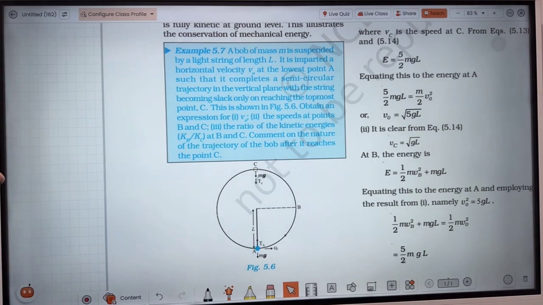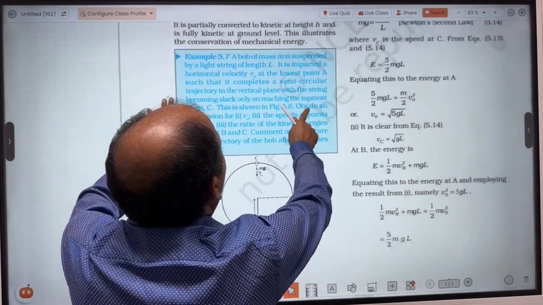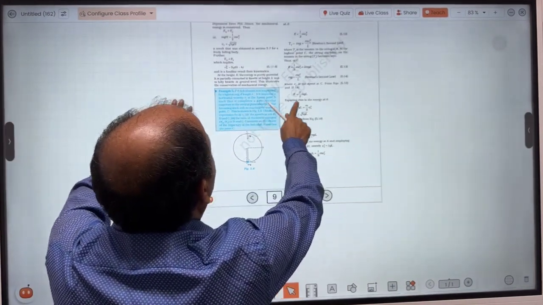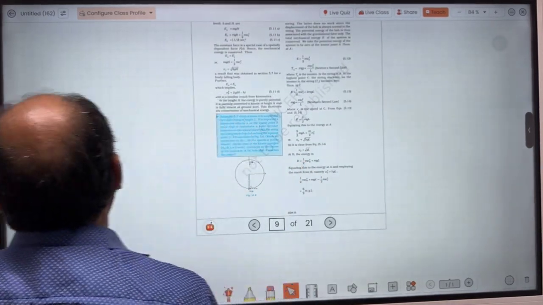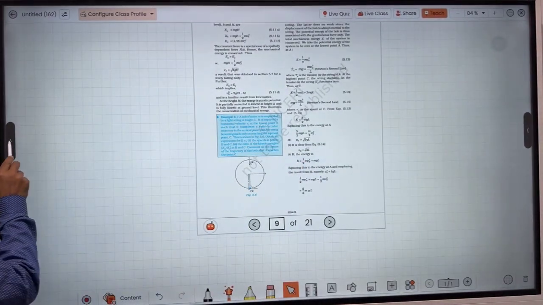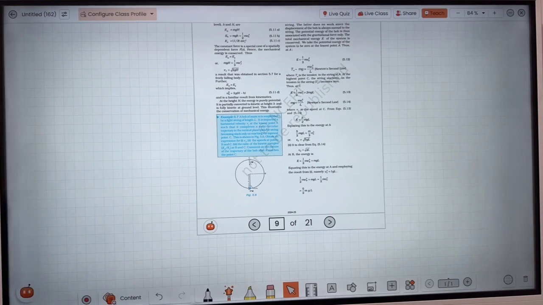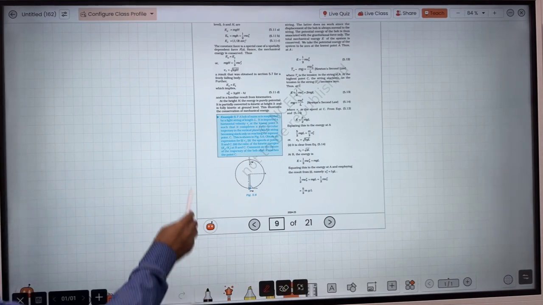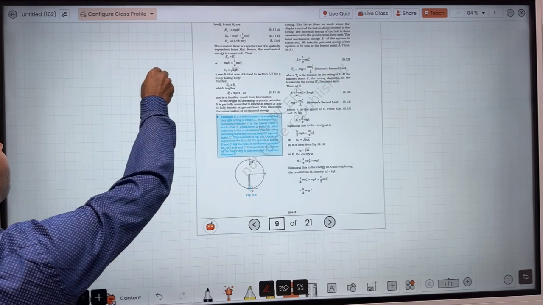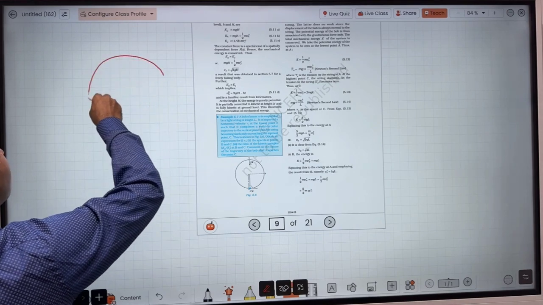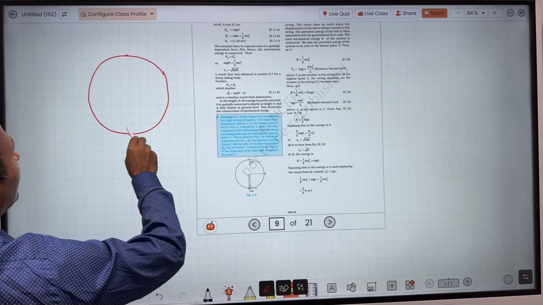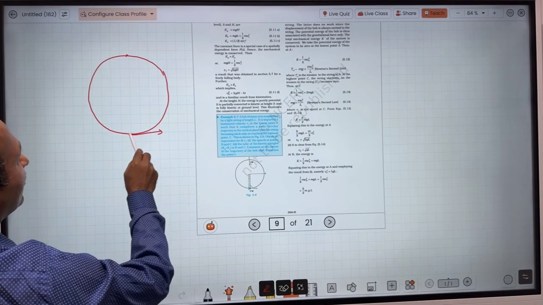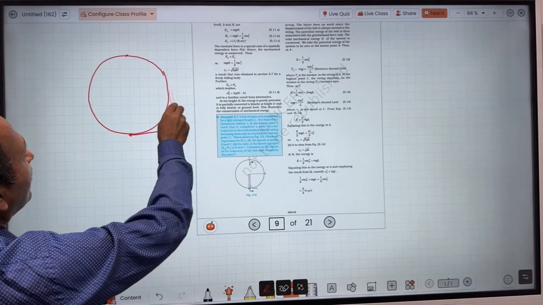So here we have to apply the energy conservation principle. The energy conservation principle applies only when all forces are of conservative nature. So let's see what is happening here. How can we apply energy conservation at different points? One point is here, another point is here. At this point, velocity is v0.